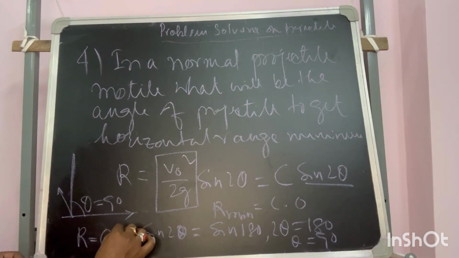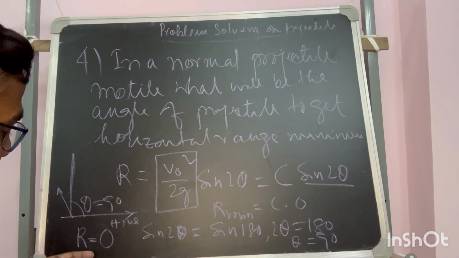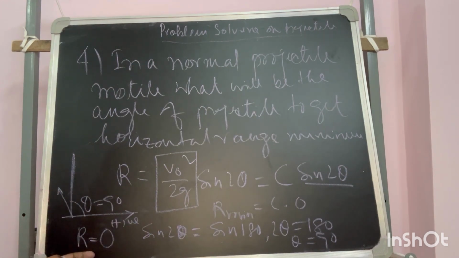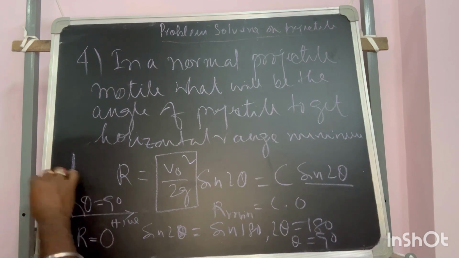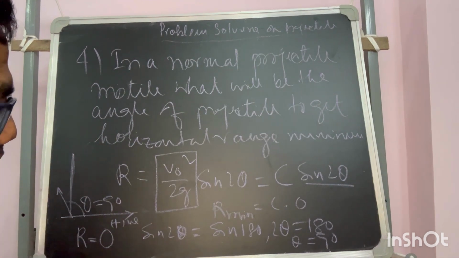Because orientation wise I am considering this as the positive x-axis, and as range is a displacement, this is a vector. So if I consider this side positive, negative must be this side. In that case, theta again must be more than 90. So that is the different case when I throw it backward. That could move any further distance in the negative.